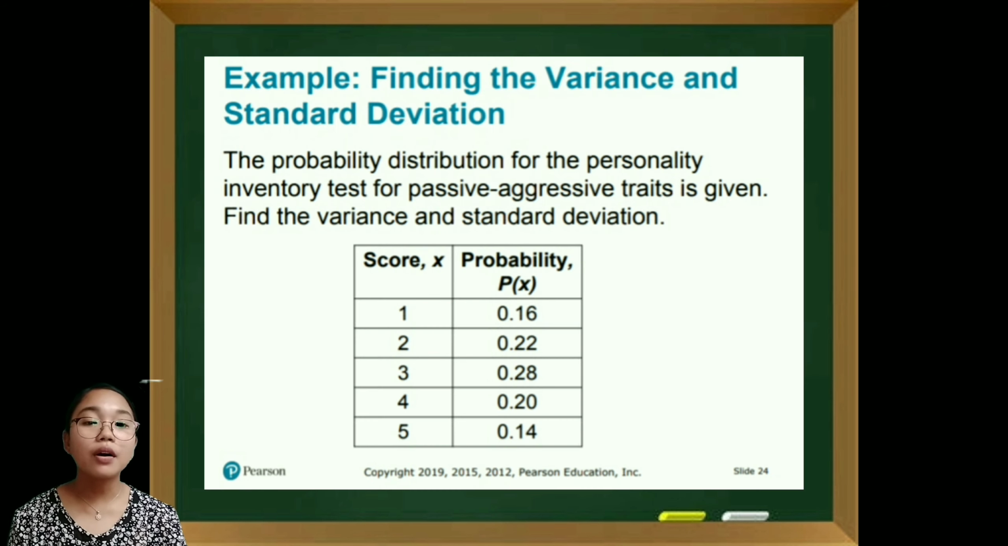Let's have an example. The probability distribution for the personality inventory test for passive-aggressive traits is given. Find the variance and standard deviation. We have here the discrete probability distribution table. The first column is the score in the personality inventory test for passive-aggressive traits. And the second column is the probability of x.